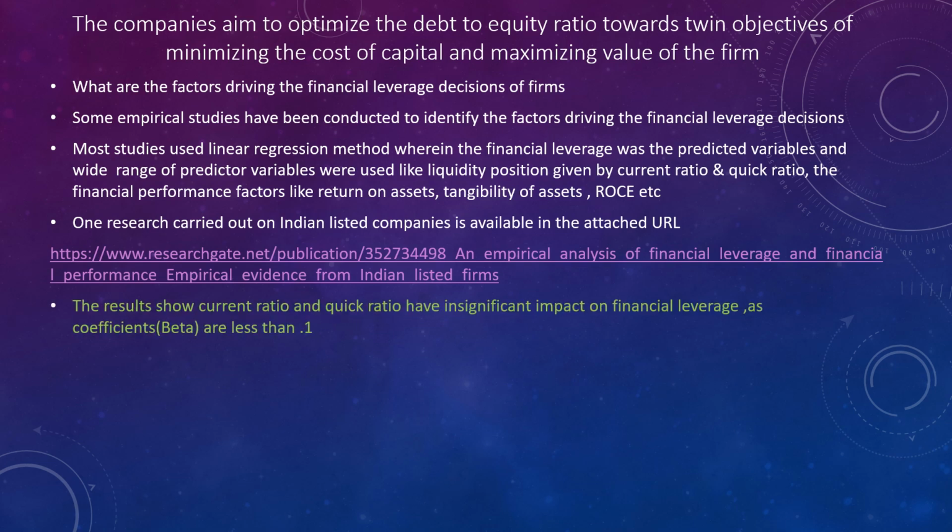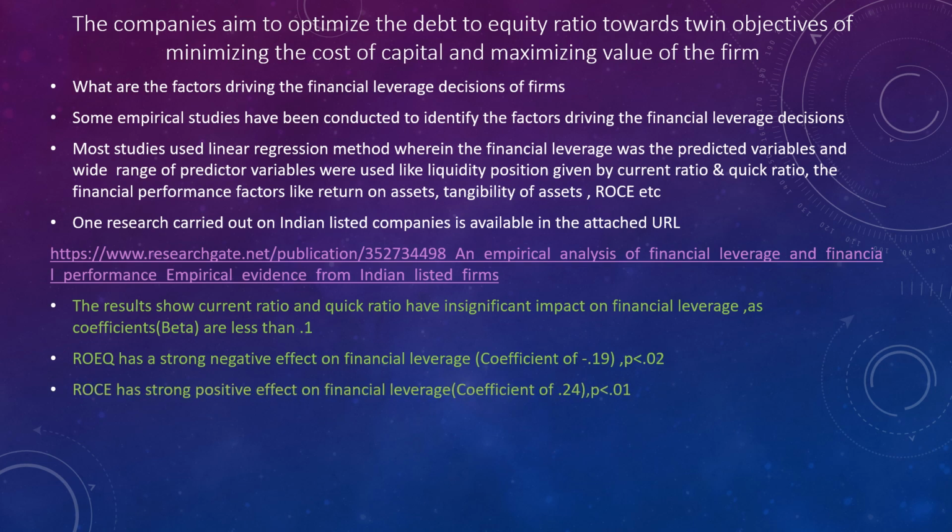The result shows current ratio and quick ratio have insignificant impact on the financial leverage, as the coefficient betas are less than 0.1. Return on equity capital has a strong negative impact on the financial leverage. That is the coefficient of minus 0.19 and p-value of less than 0.02. Return on capital employed has a strong positive impact on financial leverage. It has a coefficient of positive 0.24 and a p-value of less than 0.01.